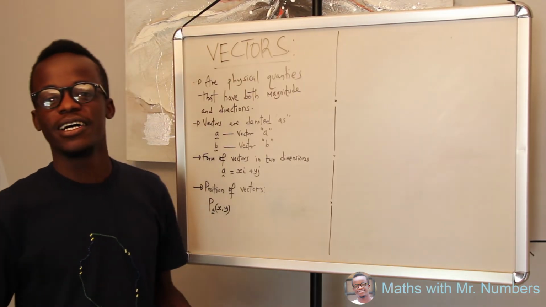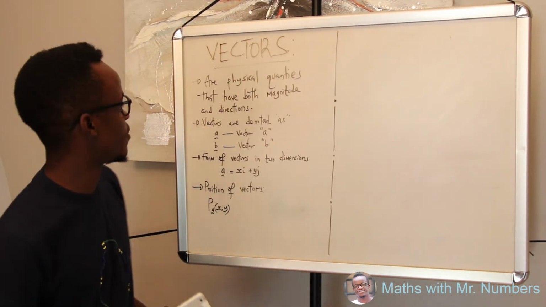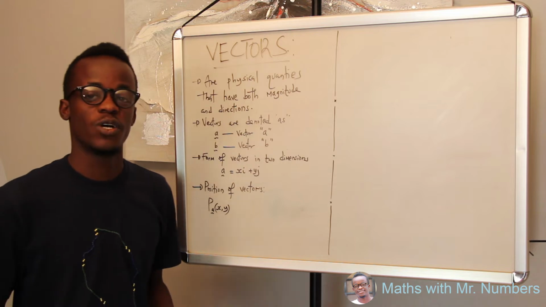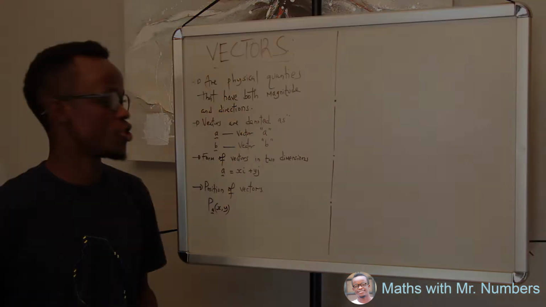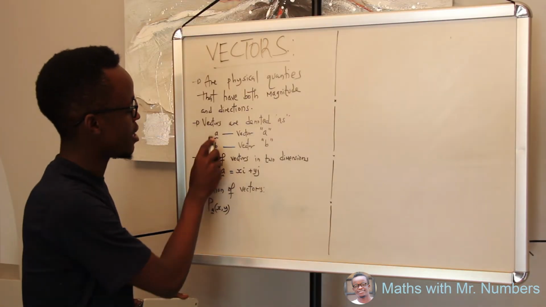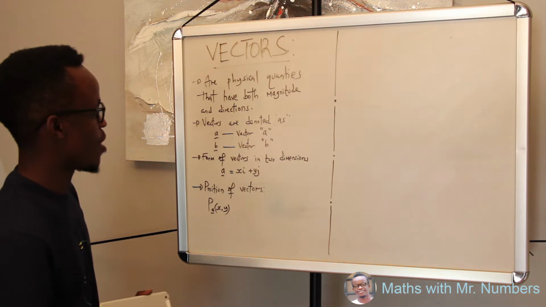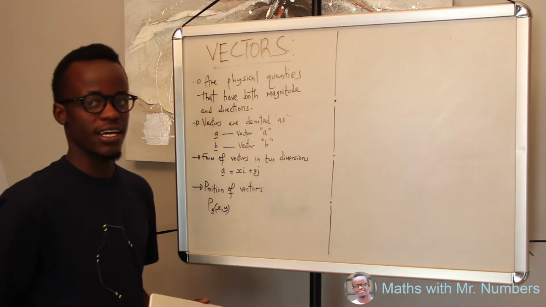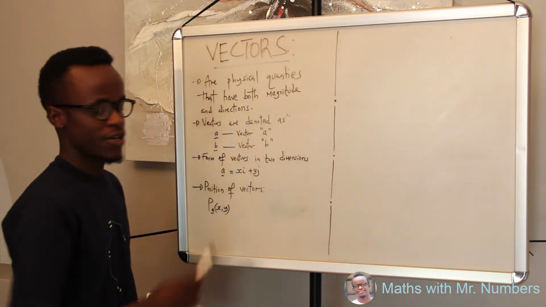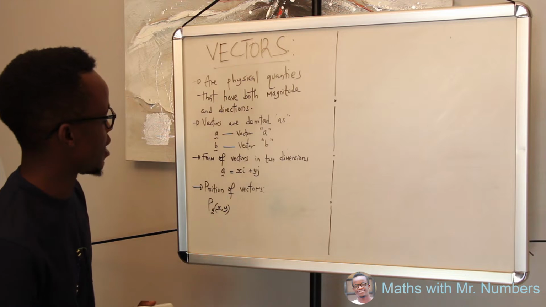Hi, I'm Mr. Number, and today we are going to discuss vectors. Vectors are physical quantities that have both magnitude and direction. Vectors are denoted as A with a certain line under, which is read as vector A, and the other one is B, which is read as vector B.